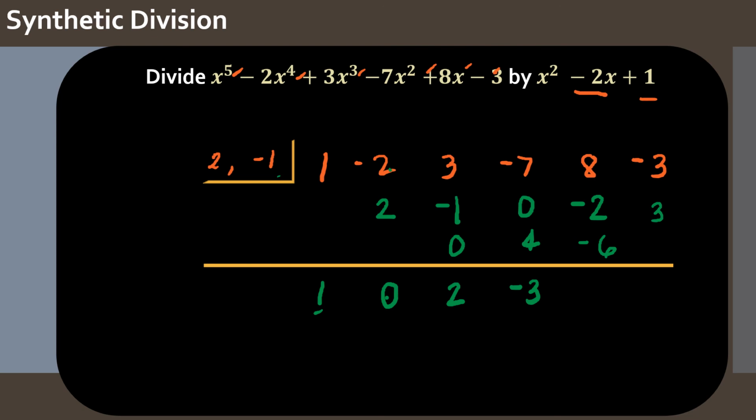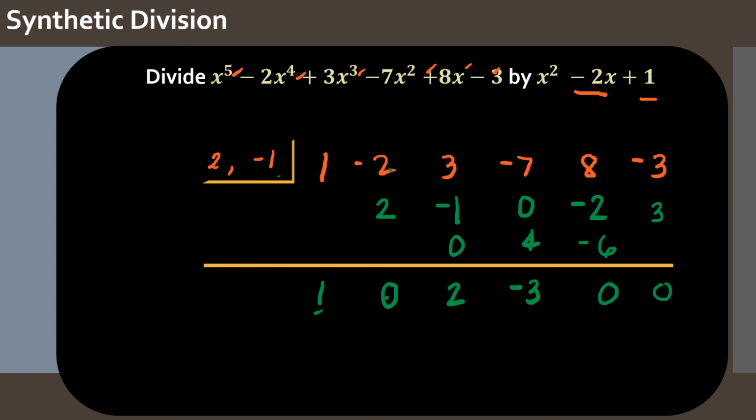Ngayon, i-add ulit natin yung mga natira dahil na-reach na natin ang dulo. So, we have positive 8 minus 2 minus 6 is equal to 0. And negative 3 plus positive 3 is equal to 0. At dahil 0 yung dalawang dulo natin, wala ulit tayong remainder.